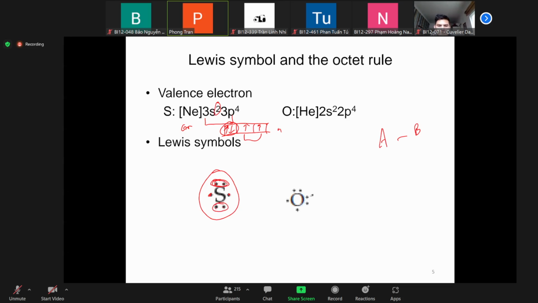So the key take-home message is that Lewis proposed to use a dot to represent 1 electron. When you have a pair of electrons in one orbital, you use a pair of dots. And when you have only 1 single electron in one orbital, you represent it by 1 single dot. Okay? So when you use the Lewis symbol to draw the valence electrons of sulfur and oxygen, you can see that they are identical. Okay?